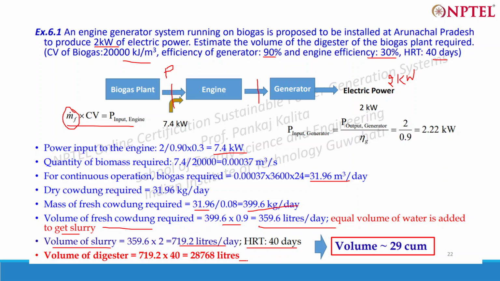Okay. So see, these questions are quite calculative, maybe you can say kind of conceptual, but when you draw this, the first thing you do is draw the block diagram. You have a biogas plant, that is an anaerobic digester, then you have engine, then generator, and then electric power. If you draw this block diagram and write the values you know at different locations, then you can easily solve these types of questions if you know how to approach them. Okay.